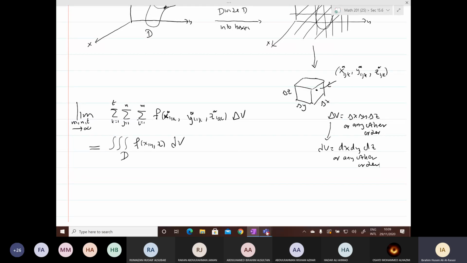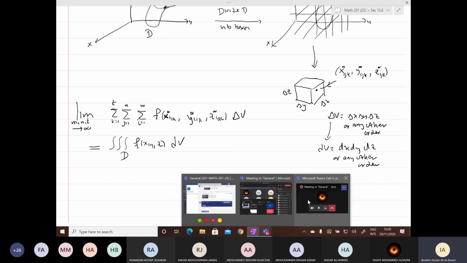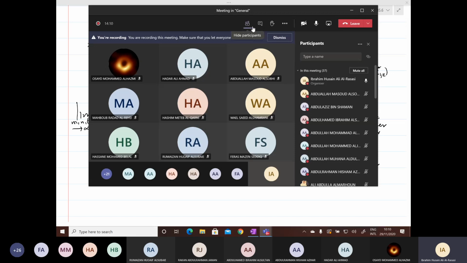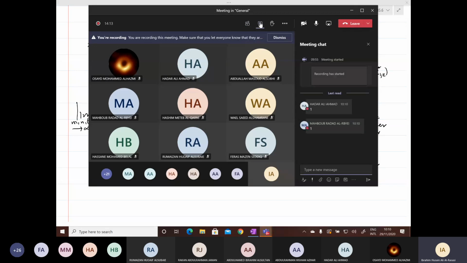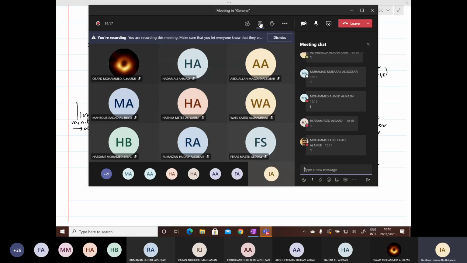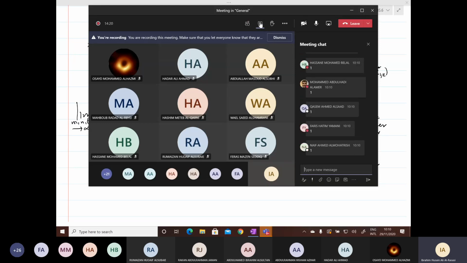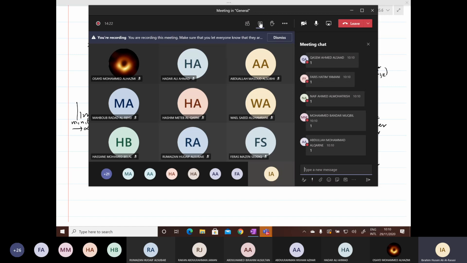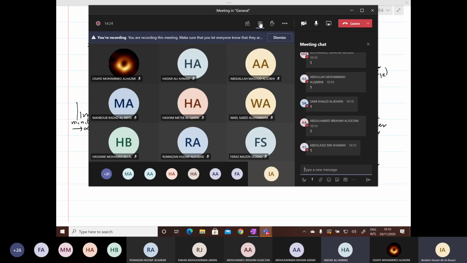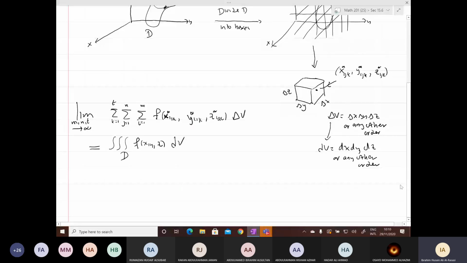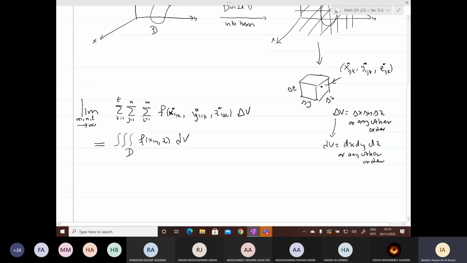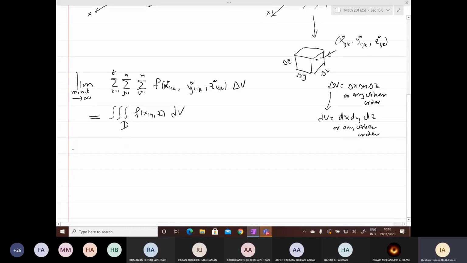If this is clear up to now, just write 1 in the chat. So we worry only about the definition, without worrying about the geometric meaning. It is a limit of a Riemann sum. In that case, the procedure is similar to the procedure in double integrals. But there we have a geometric meaning. Here, there is no need for a geometric meaning. This is number 1. Okay, 2.